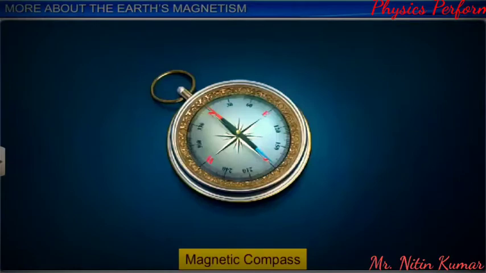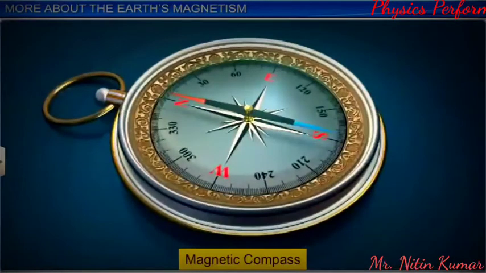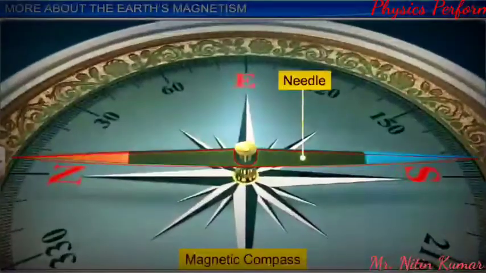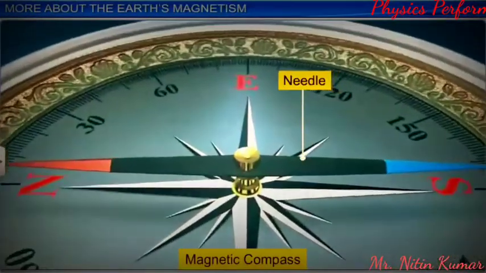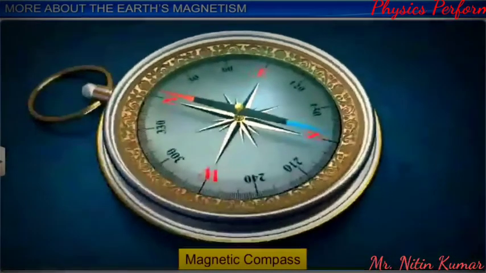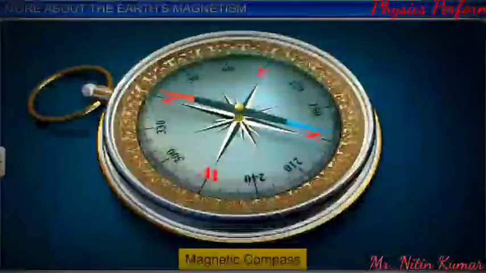First, let us learn about magnetic compass. A magnetic compass or compass needle is used to find the direction of a magnetic field at a given point in a horizontal plane. It essentially consists of a magnetic needle which is placed on a pivot in the horizontal plane. Thus, a magnetic compass can move only in a horizontal plane.